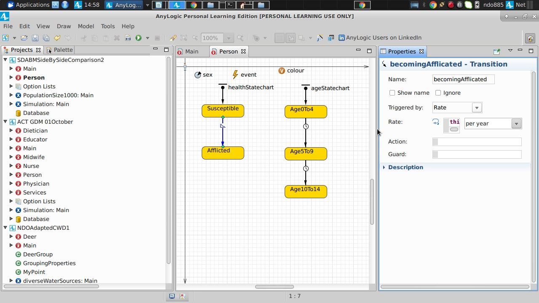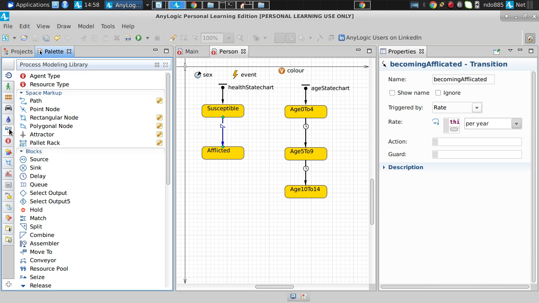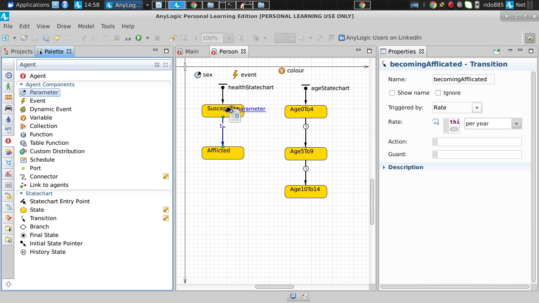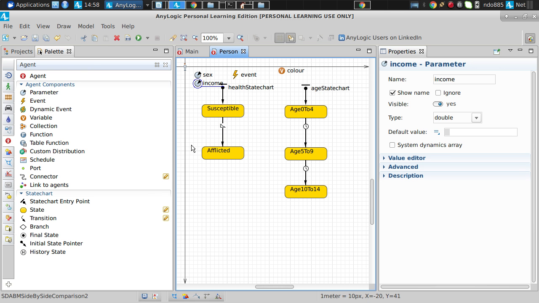Okay, ladies and gentlemen, so suppose we wanted to have another parameter. I'll put it in a different way. Suppose we wanted to have a parameter income, and it's a double precision value. Could we do that? You bet we could. Could we have this rate of going from susceptible to afflicted depend in some continuous way on this income? So like the higher the income, the less chance you have to be afflicted. Could you do that? Yeah, you bet you could. This is a conceptually continuous quantity.